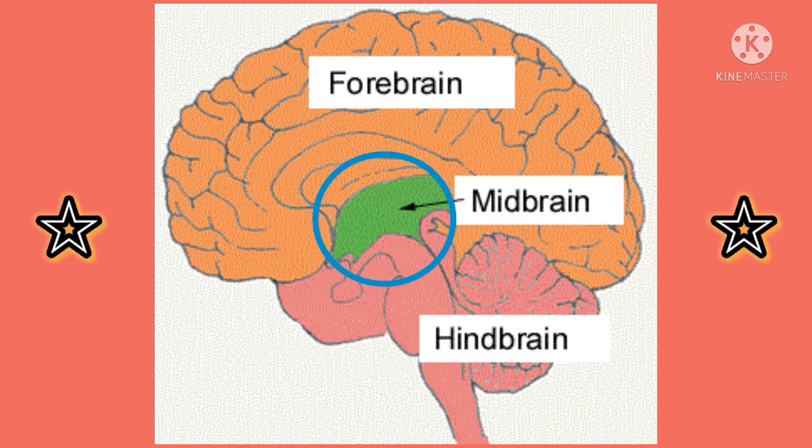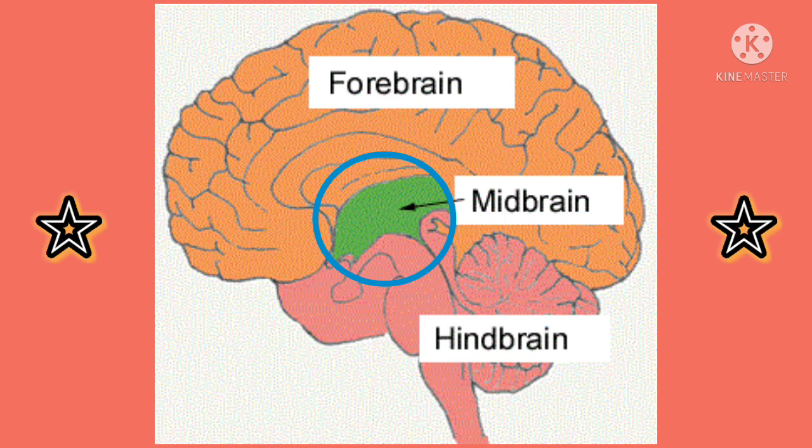The second one is the midbrain. Look at the picture. This is the midbrain. It is located between the thalamus and hindbrain. The dorsal portion of the midbrain consists of four rounded bodies called corpora quadrigemina.